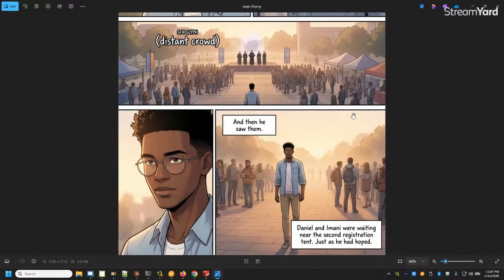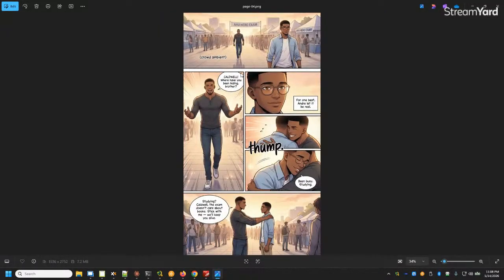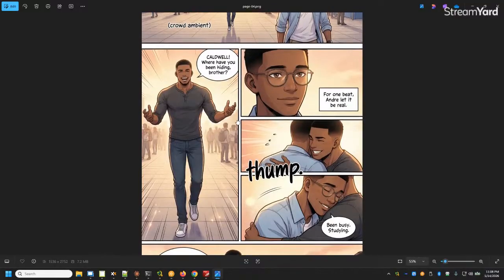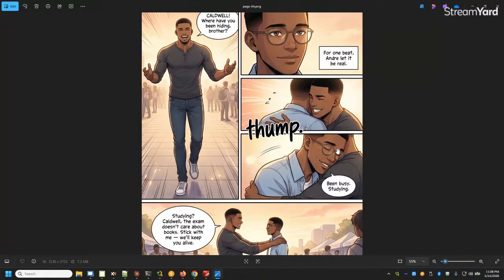And of course, he has a fro here. And then he saw them, Daniel and Imani, waiting near the second registration tent, just as he had hoped. Okay, and there's Daniel greeting him. This is a little moist.